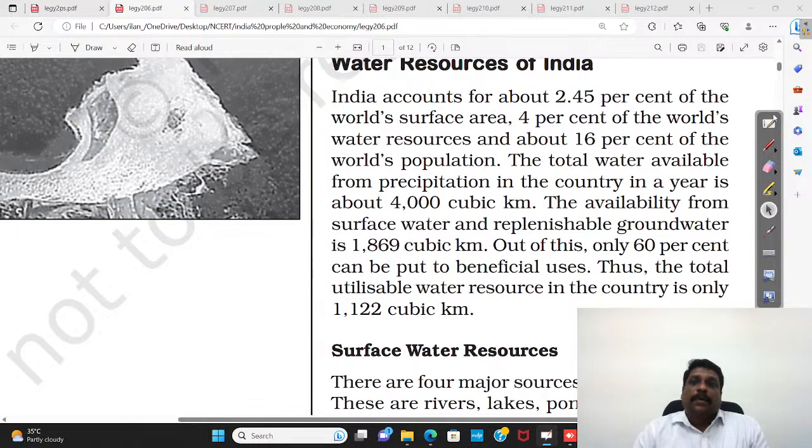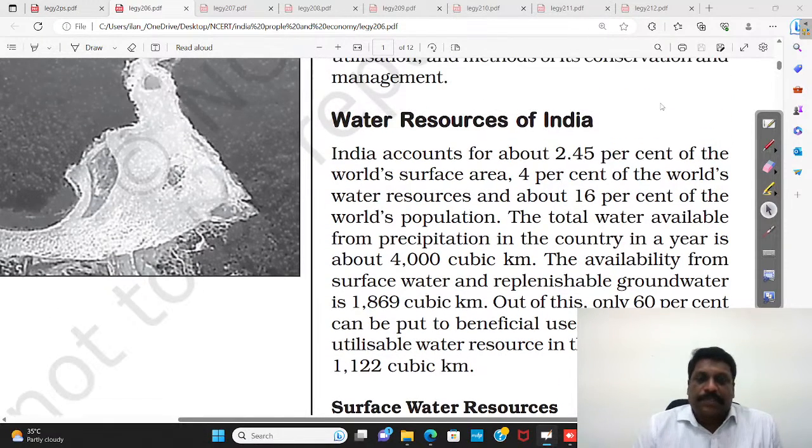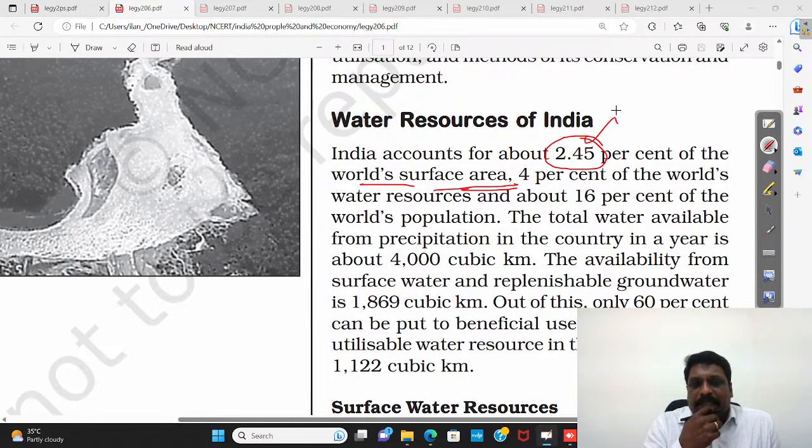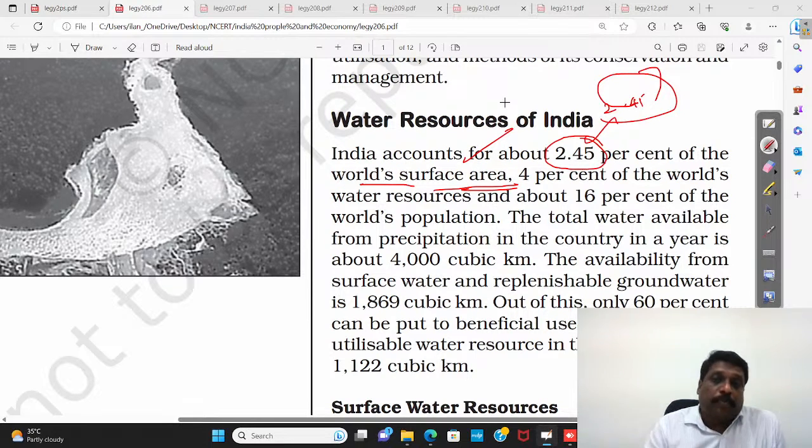Okay. So when I talk about the water resources, official data says India accounts for 2.45% of the world's surface area. We know it. The area we have is somewhere around 2 to 3%, right? 2.45% of the world's surface area it occupies.